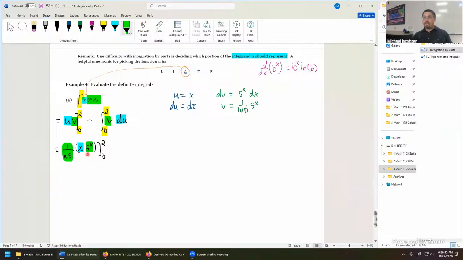So this is kind of the simpler way to evaluate it. Save some writing, especially if that's a negative sign. It saves some issues with multiple negative signs combining. Then minus the integral from 0 to 2. Here's v, 1 over natural log 5, 5 power of x, times du. Du is just dx. So it's all been put together.